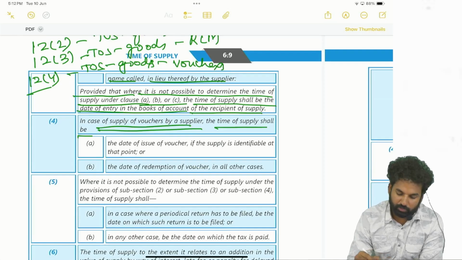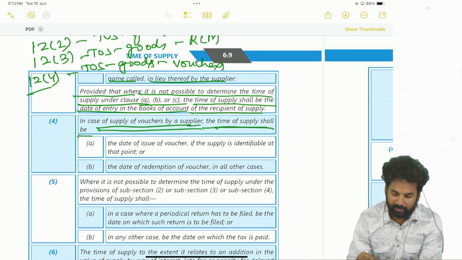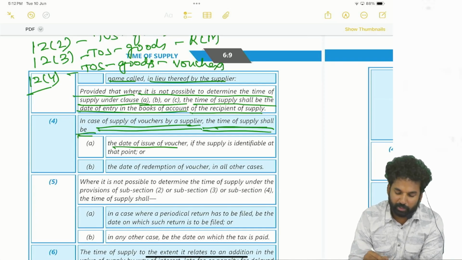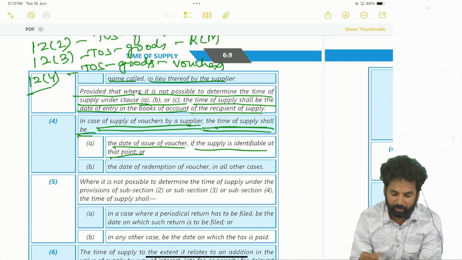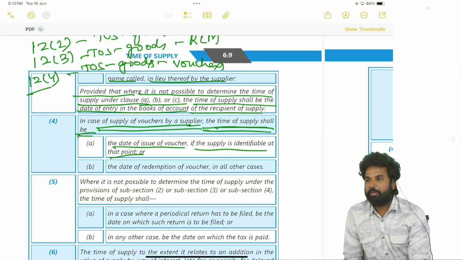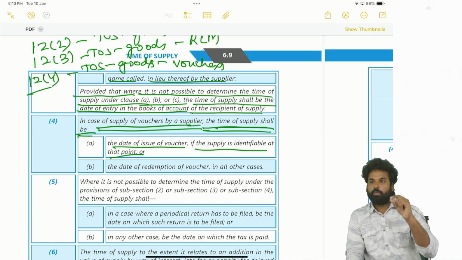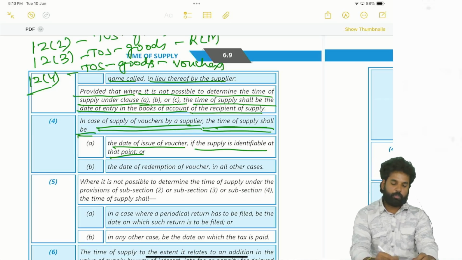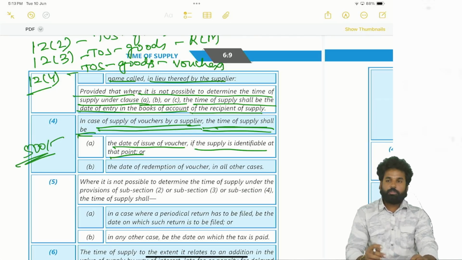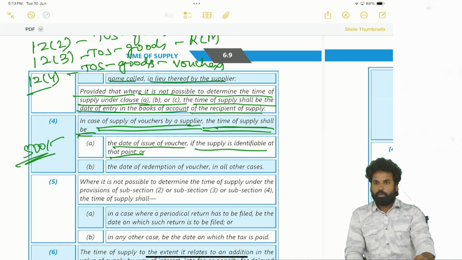So in case of supply of vouchers by a supplier, the time of supply shall be the date of issue of voucher if the supply is identifiable at that point. See, we are purchasing a voucher, we are purchasing a coupon. For 500 rupees you are purchasing a coupon. With this coupon, if you enter a shopping mall, you can apply this coupon on any purchase, and you will have a discount of 600 rupees.